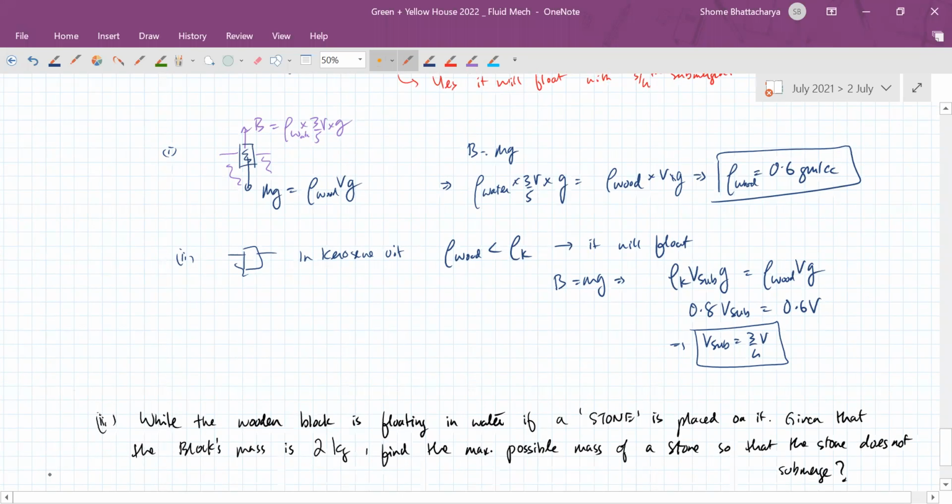Understood. So the wooden block is floating on water, and now you want to gently place a stone on top of it as it is floating. So it will tend to push the wooden block in, but we don't want to push it so much that the stone submerges in water. The stone should remain dry. It should not get submerged in water at all. It should not get wet. So what is the maximum possible mass of such a stone, given that the mass of the wooden block is 2 kgs?